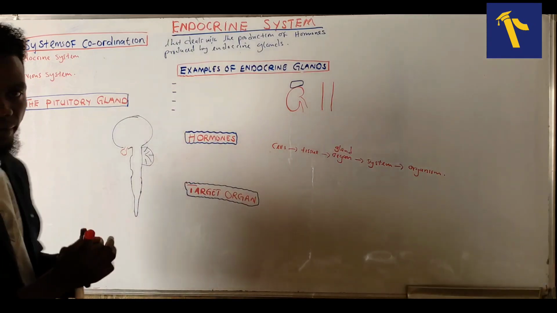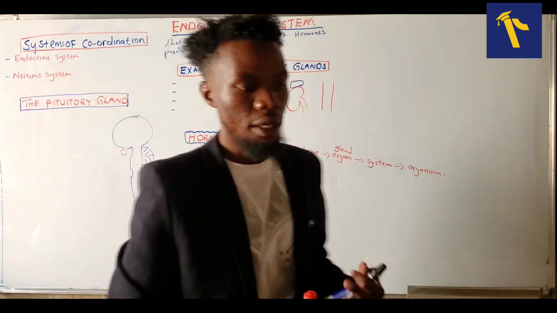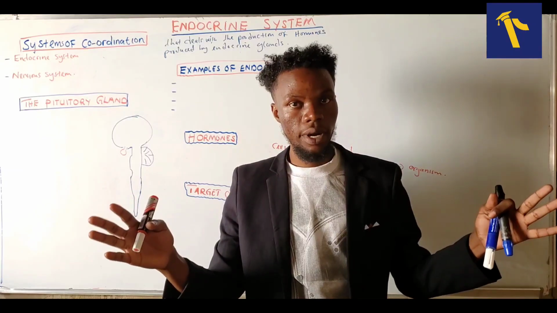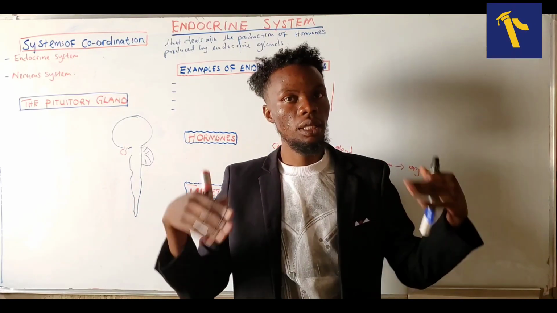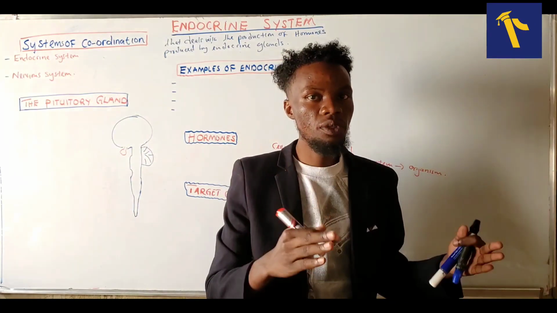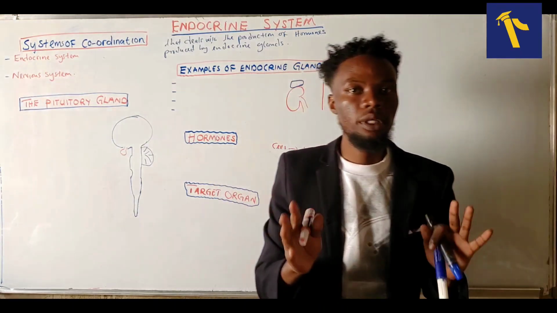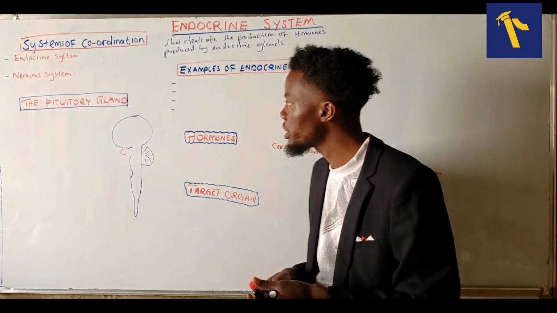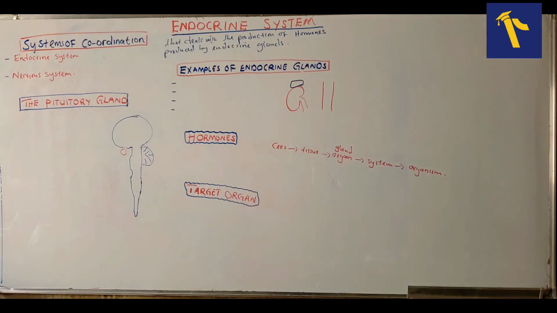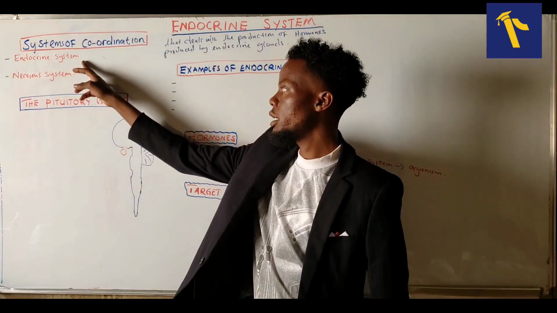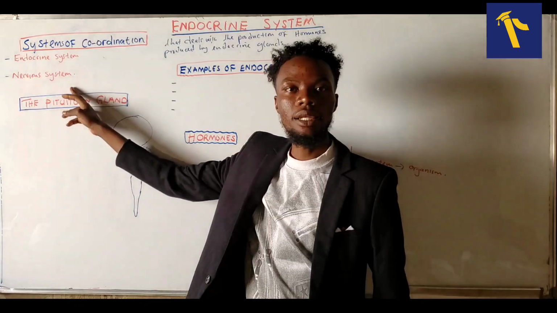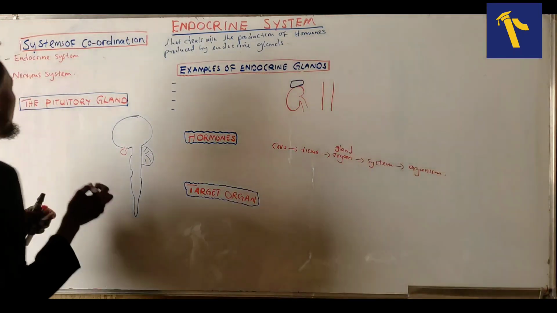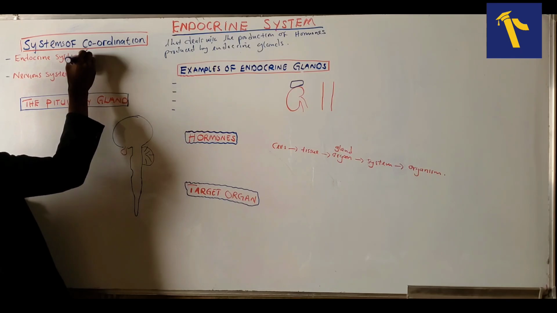So if someone asks you to name two systems of coordination, we know the meaning of system of coordination, right? These are the systems that help organs to communicate with one another, okay? And there are two systems of coordination. The first one is the endocrine system, and the second one is the nervous system.